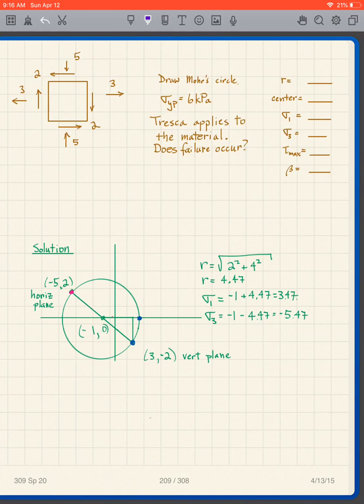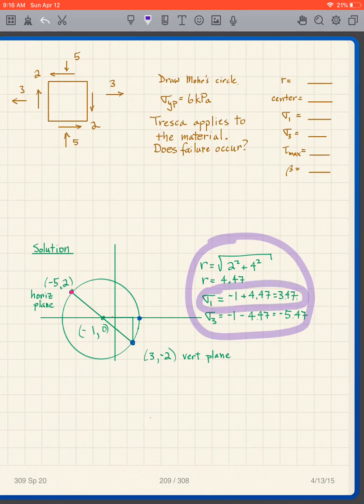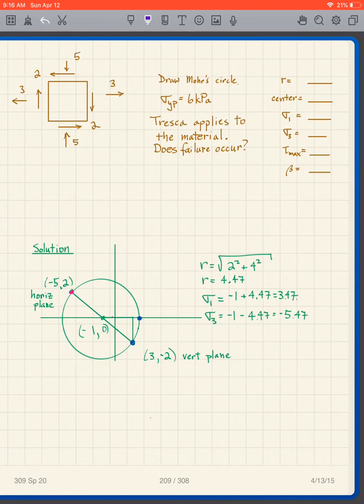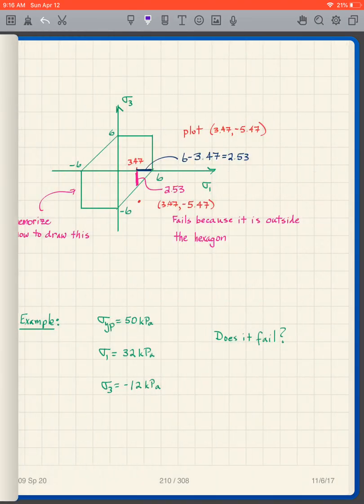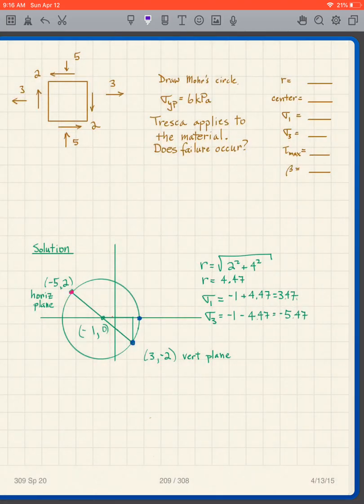So you can do this at home. We draw the circle, -5, 2 on the horizontal plane, 3, -2 on the vertical plane. We get all of the radius, etc. But what we're interested in is the sigma 1, which is the center plus the radius, sigma 3, the center minus the radius. That's what we want to get out of this, is the sigma 1 and sigma 3. Okay, so our sigma 1 is 3.47, sigma 3 is -5.47.